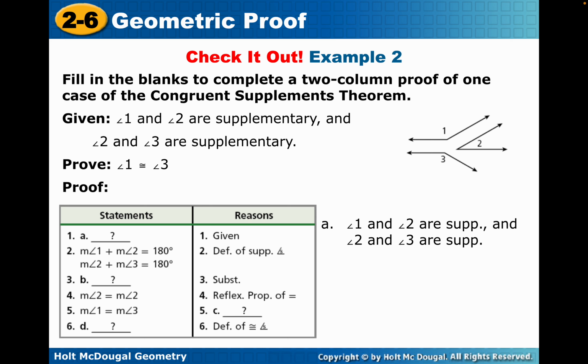Now we've got to look at 3. We've got to figure out what our third statement is, and our reason is the substitution property. So we've got to use something above, and we're just substituting. Anyone want to try an idea of what they got? Or anyone think they nailed it?